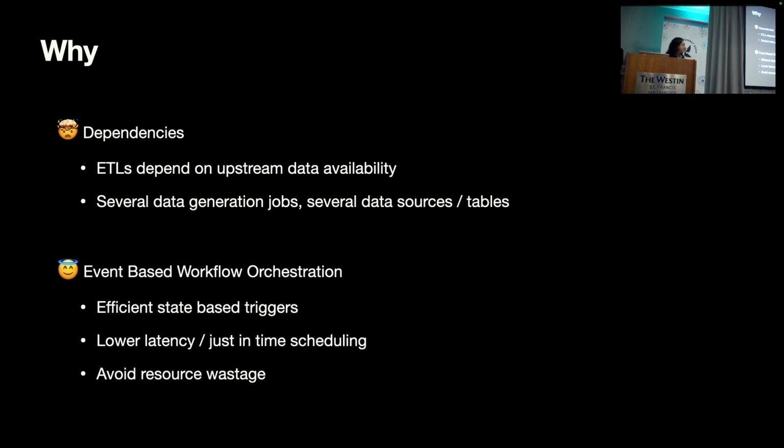Next, managing dependencies. A data ecosystem consists of ETLs that depend on upstream data availability. This involves several data generation jobs, data sources, and data tables. Instead of having a DAG that is scheduled at a certain frequency and polling for the data availability, we have come up with event-based workflow orchestration that minimizes retries and the constant polling mechanism. This brings the advantage of event-efficient state-based triggers, lower latency or just-in-time scheduling, and most importantly, avoids resource wastage.